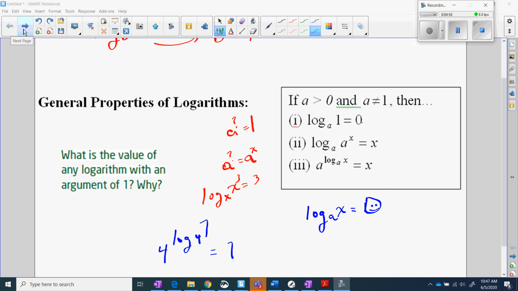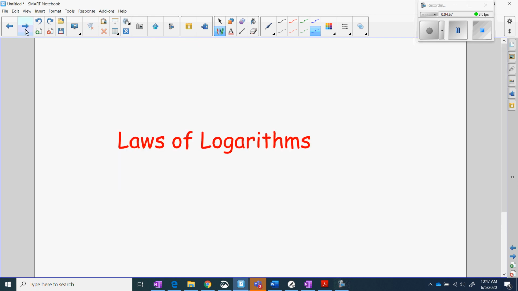So now we're going to look at what are referred to as the laws of logarithms. They very much parallel the laws of exponents. Just before I get into them, keep in mind that when you do your laws of exponents, when you're multiplying, you add exponents. When you're dividing, you subtract exponents. If you have an exponent raised to another exponent, you multiply those exponents. That will become a key parallel between the laws of logarithms and the laws of exponents.